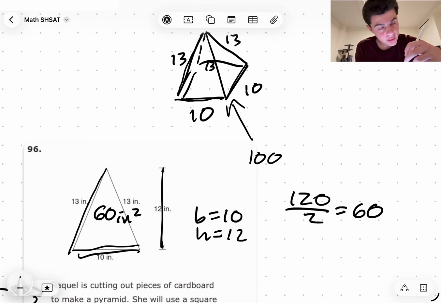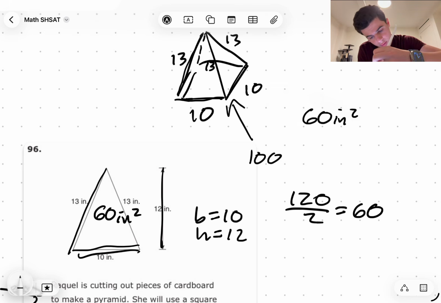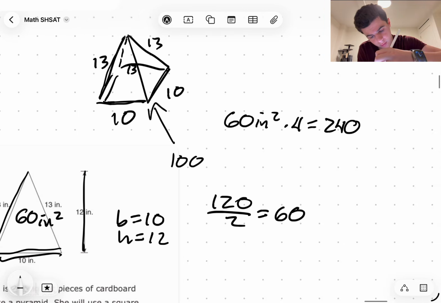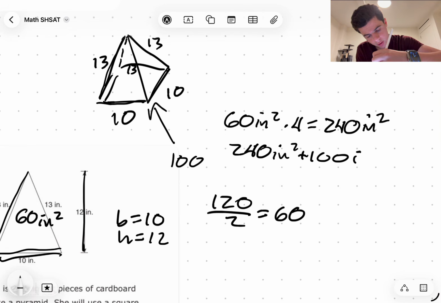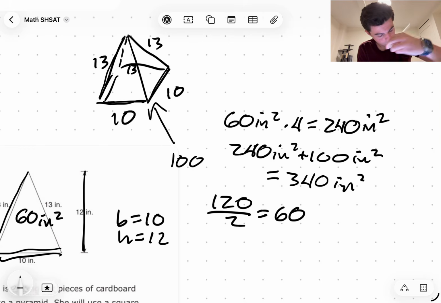Now, we know there are 4 sides, so we can do 60 inches squared times 4 to get 240 inches squared, plus the base. So we have 240 inches squared plus 100 inches squared, and that is the total surface area, which is 340 inches squared.